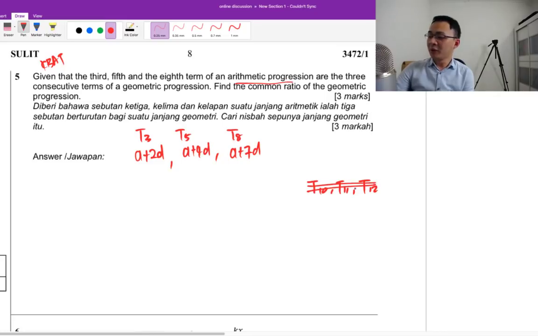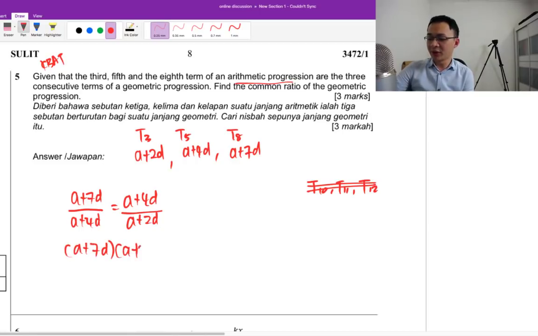Alright, so because these 3 terms are continuous terms for GP, then I can use the ratio formula. So I will say A plus 7D over A plus 4D will equal A plus 4D over A plus 2D. Alright, this is just the ratio formula. Okay, and then we want to find the ratio. So basically I will solve this one. So A plus 7D multiply A plus 2D will equal A plus 4D square.